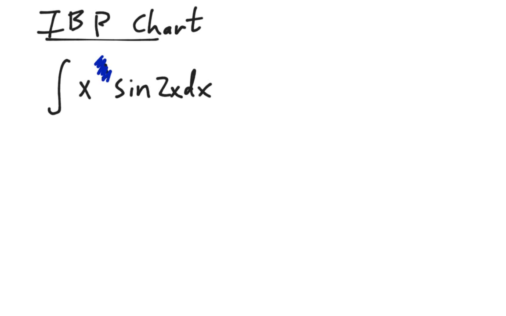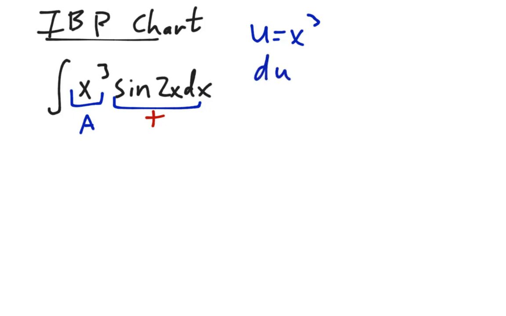So here's my algebraic function, here's my trig function. A comes before T in LIATE, so my u is x cubed. And now the thought process here is I am going to take du and I'm going to get 3x squared. Well, then when I integrate the dv, I'm going to get x squared times some trig function, so I'm going to have to use integration by parts again. That's the idea behind this.